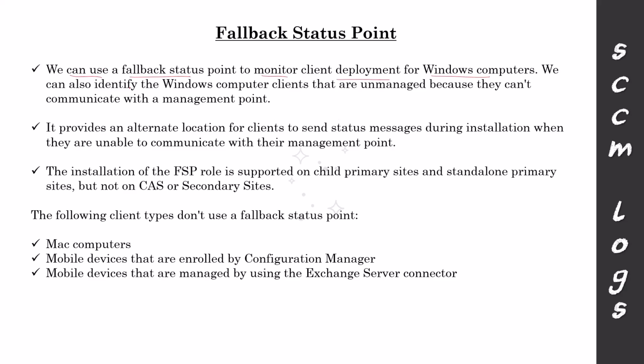We can also identify the Windows computer clients that are unmanaged because they can't communicate with the management point. So we can identify the clients which are not communicating with the management point as well. And it provides an alternate location for the clients to send status messages during the installation when they are unable to communicate with the MP. The installation of the FSP role is supported on the child primary site and standalone primary site only, not the CAS and secondary sites.